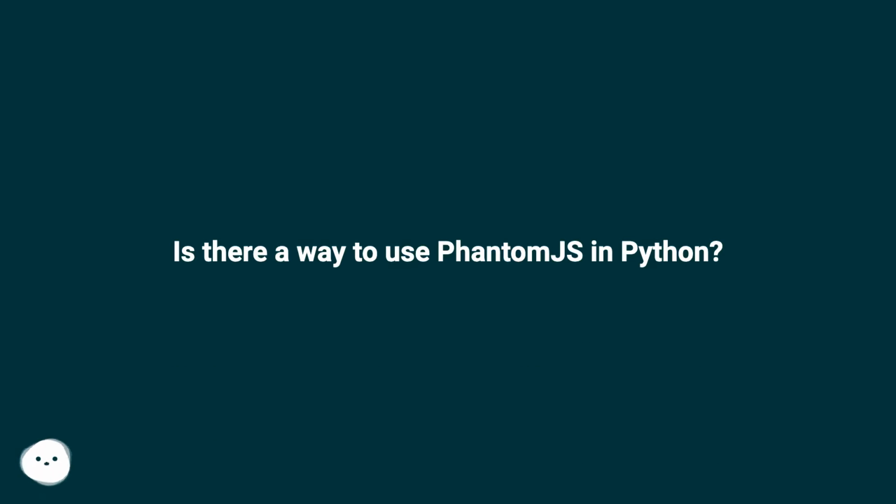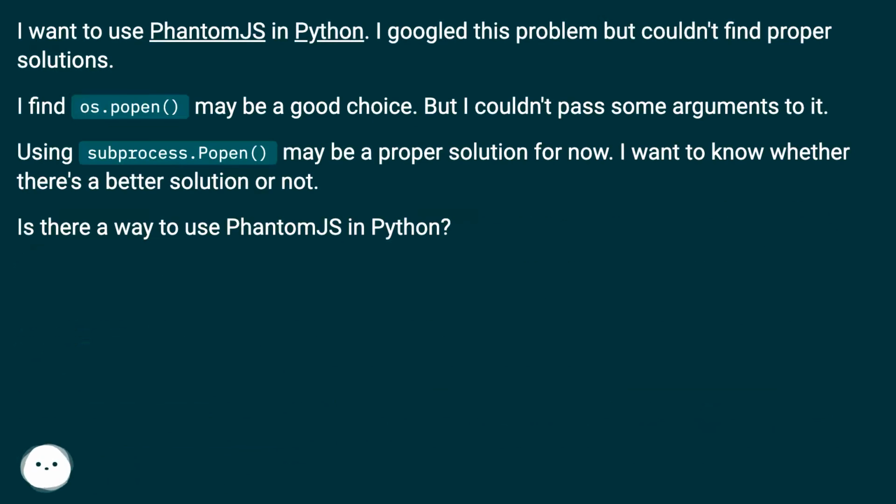Is there a way to use PhantomJS in Python? I want to use PhantomJS in Python. I googled this problem, but couldn't find proper solutions. I find os.popen may be a good choice, but I couldn't pass some arguments to it. Using subprocess.Popen may be a proper solution for now. I want to know whether there's a better solution or not. Is there a way to use PhantomJS in Python?